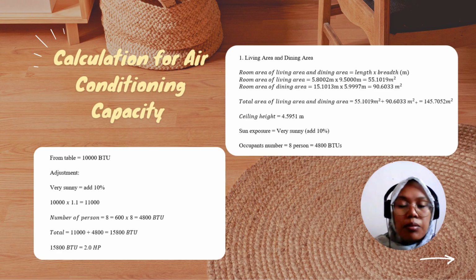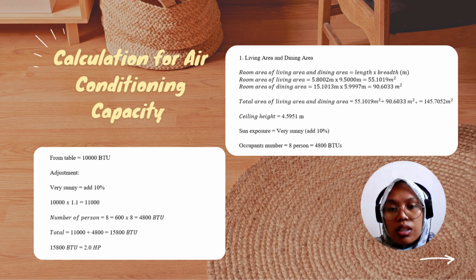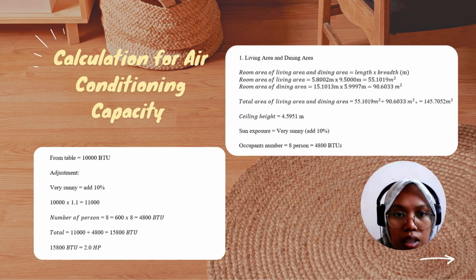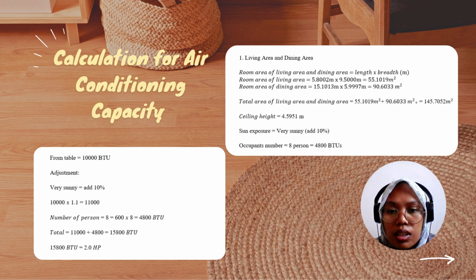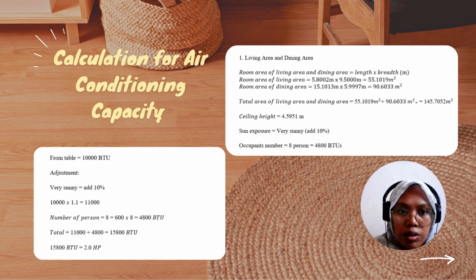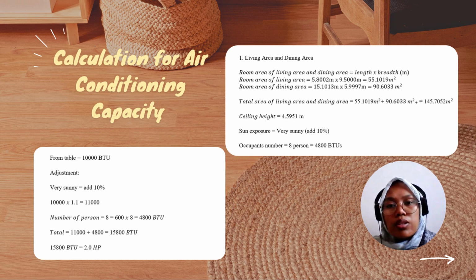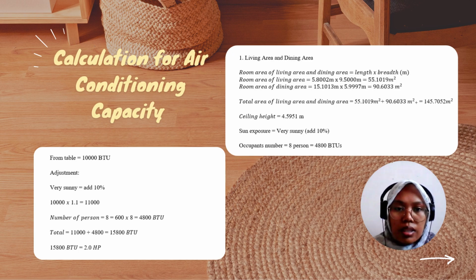19.6033 meters square, and then we sum up the total area of the living area and the dining area, and it is equal to 145.7052 meters square. So the ceiling height is 4.5951 meters, and the sun exposure, it is very sunny, hence we need to add 10% to the room.